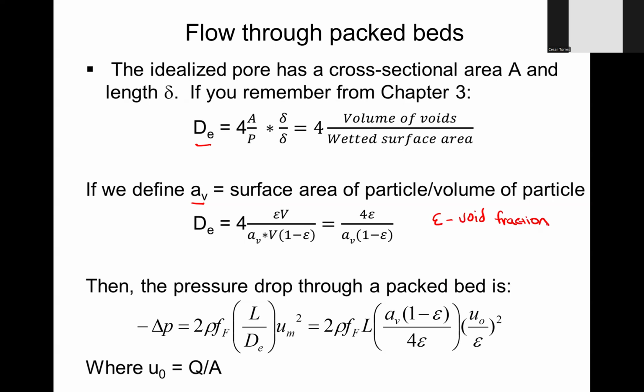And so the void fraction times the volume is the volume of voids, which is what we had there. And then at the bottom, we're now defining that wetted surface area as the surface area over volume, a_v, but then multiplying by volume and multiplying by 1 minus epsilon, which is essentially the non-void fraction or the area of the particle. What that allows us to do, as you see, is to cancel this volume. And now we have a definition that depends only on that specific surface area, a_v, and epsilon, the void fraction. Now, that's basically definitions for now.